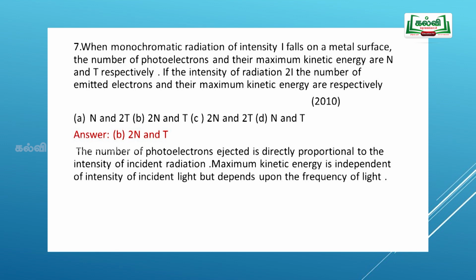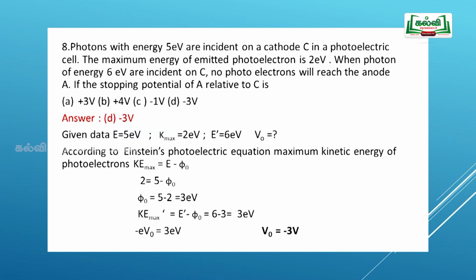Maximum kinetic energy is independent of incident light intensity but depends upon the frequency of the light. Next sum. Photons with energy 5 electron volt are incident on a cathode C in a photoelectric cell. The maximum energy of emitted photoelectron is 2 eV. When photon of energy 6 electron volt are incident on C, no photoelectrons will reach the anode A.